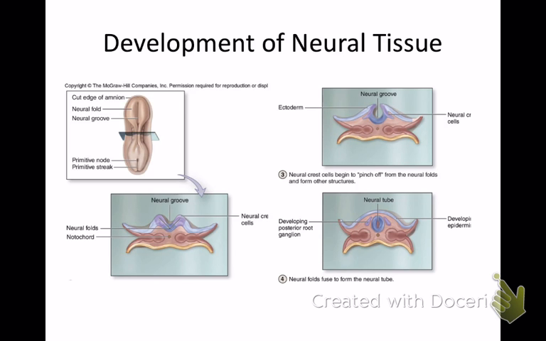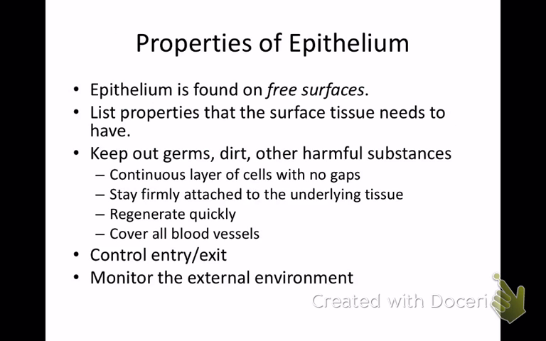So the incidence of spina bifida just plummeted after they figured that out and figured out a way to reach women to treat it. So that's the significance of neural tissue development. The ectoderm literally sinks in and forms the brain and spinal cord. All right, so enough about embryonic development. We're going to focus our attention mostly on epithelium and connective tissue.